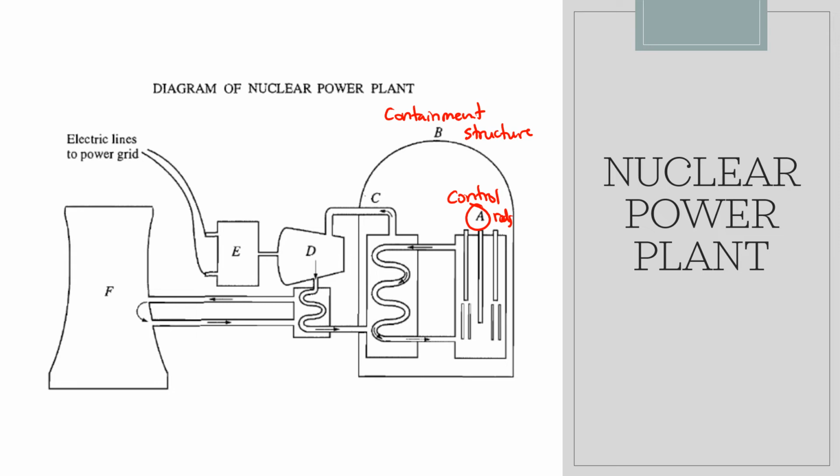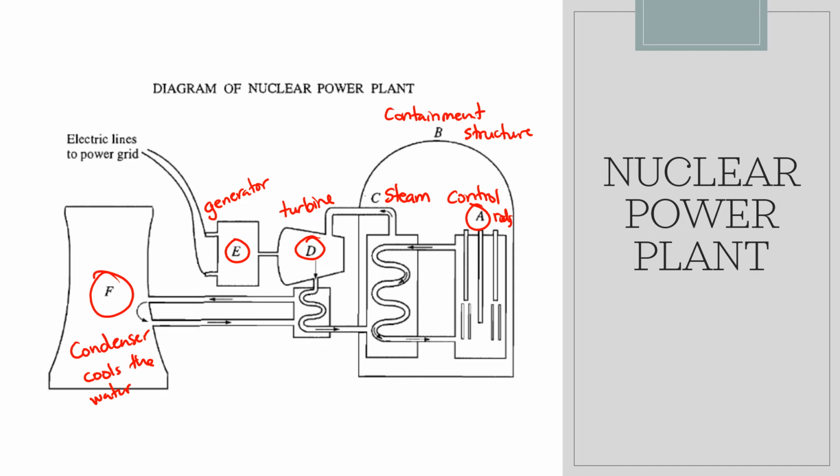C is where water is converted into steam. So the steam is what you see in C. And then D is the turbine. E is the generator. So the steam turns the turbine, which in turn turns the generator, which creates electricity. And then F is the condenser, which cools the steam back into water, and this process continues again.